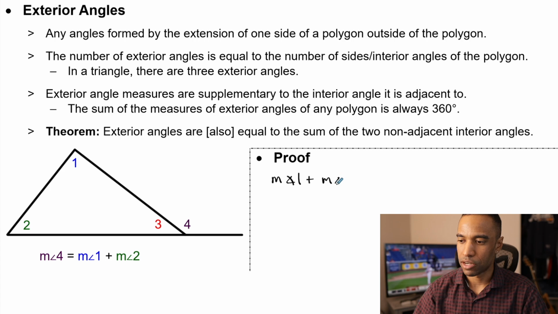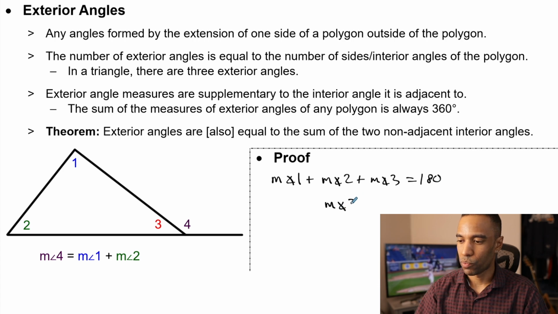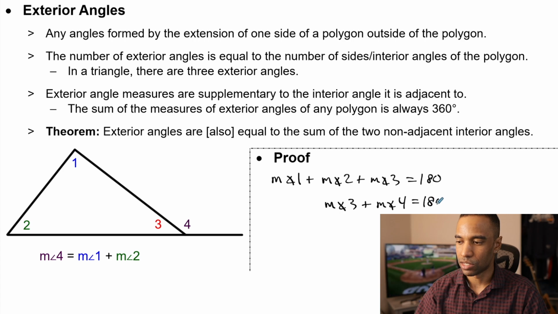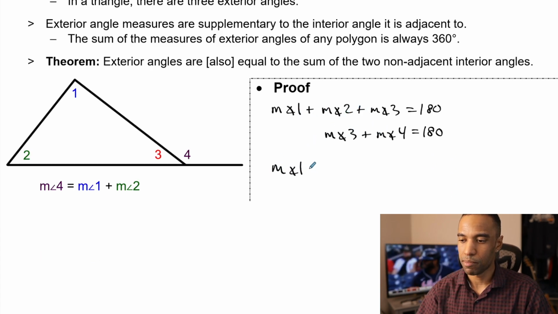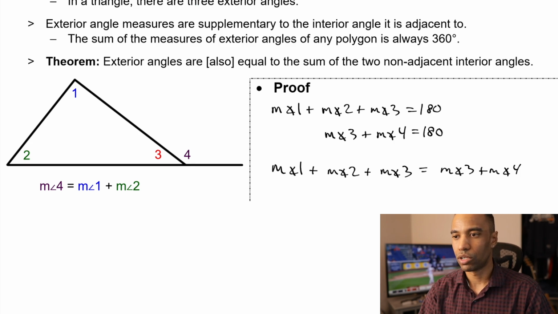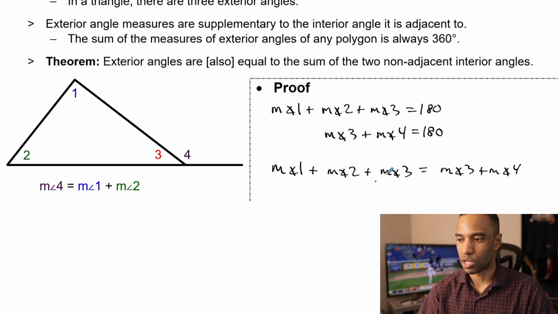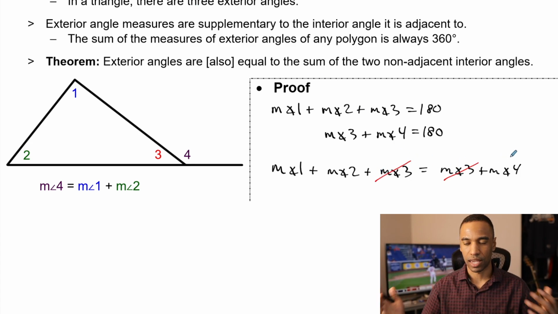Okay, very quick proof on this one. We know that the measures of the interior angles of a triangle all add to 180 degrees. We also know that 3 and 4 are supplementary, so they also add to 180 degrees. If both of these add to 180 degrees, then we could also set them equal to each other. That's the transitive property of equality at play there. And the coup de grace last step is the measure of angle 3 on both sides. You subtract it from both sides, they cancel out.